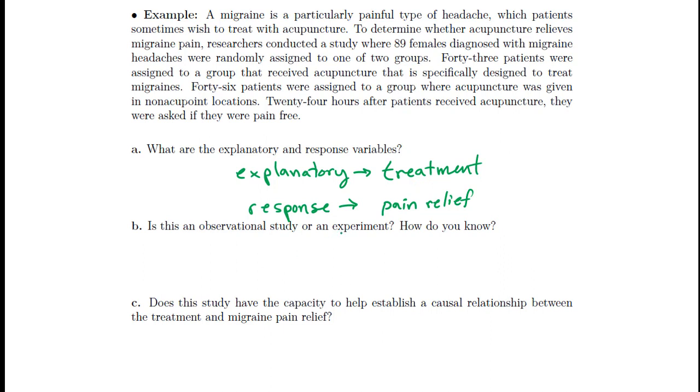All right, is this an observational study or an experiment? Okay, well, what are we looking for? In an experiment, there needs to be random assignment to a treatment and control group. And that's exactly what we have here, right? They say it right up here. Randomly assigned to one of two groups. So this is an experiment.